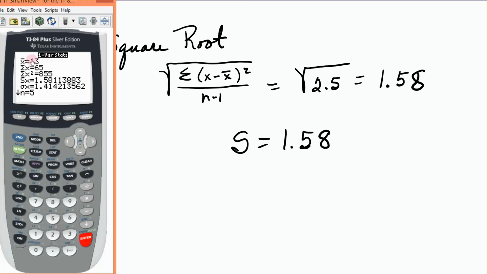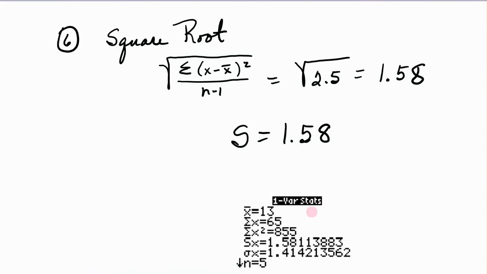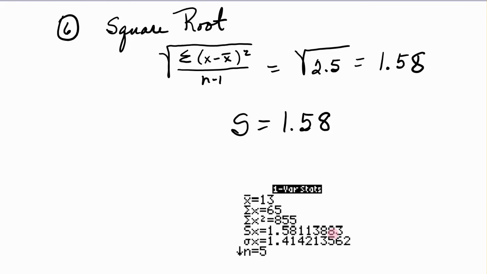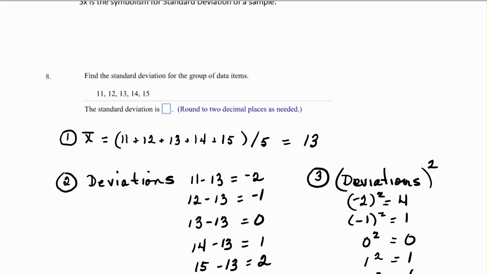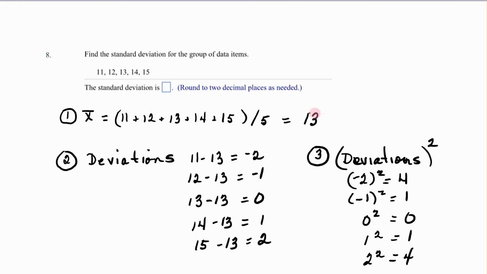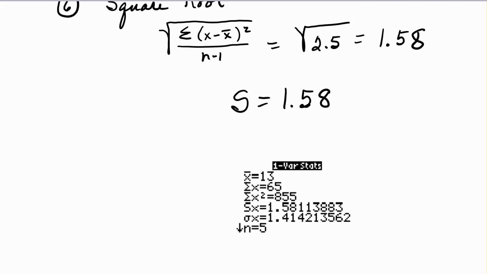First of all, it tells me my mean. I'm going to grab this and put it right down here. But it probably went somewhere else. Where did it go? There it is. It says my mean is 13. Was that the mean that we got? Yes, it's right there. The sum of the x's was 65. I didn't need to know that.